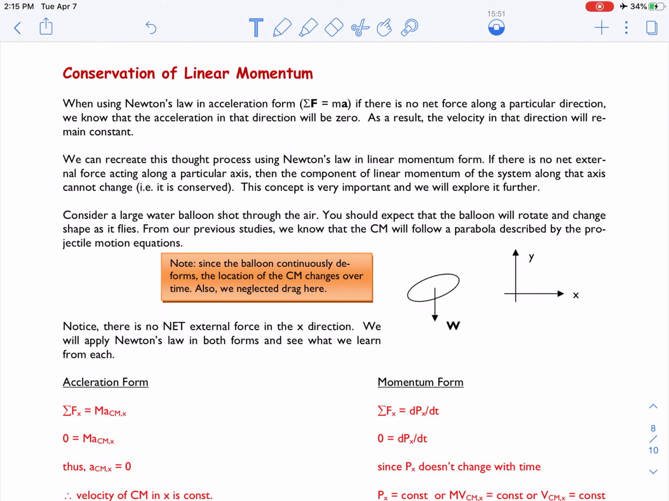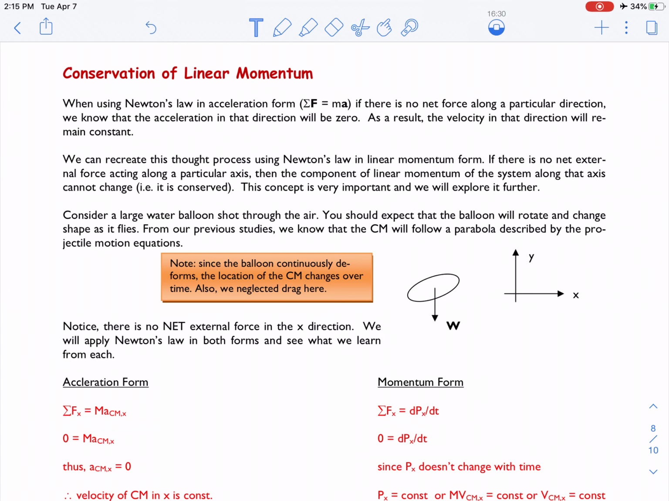If there is no net force along a particular direction, we know that the acceleration in that direction will be zero. As a result, the velocity in that direction will remain constant. We can carry this thought process over to Newton's laws in linear momentum form. If there is no net external force acting along a particular axis, then the component of linear momentum of the system along that axis cannot change, so it is conserved. If it is constant, that means it's not changing, it is conserved.